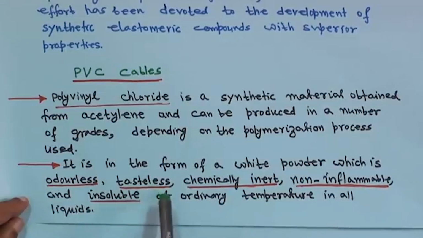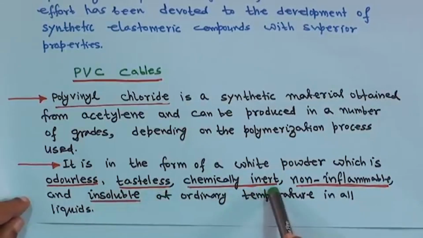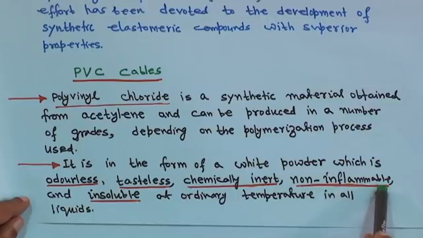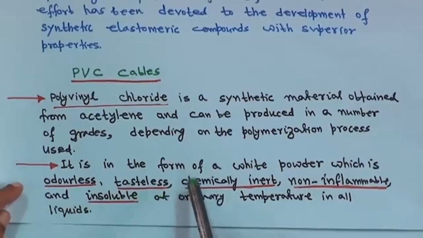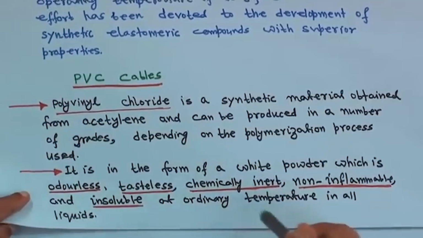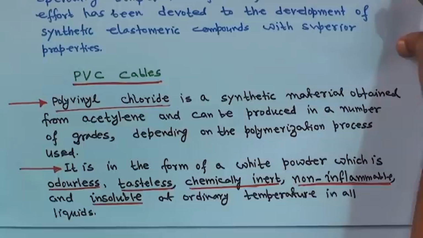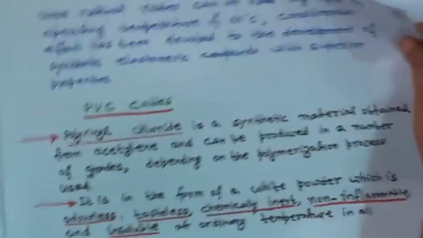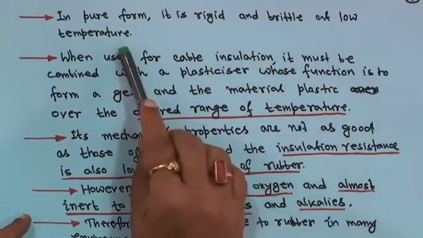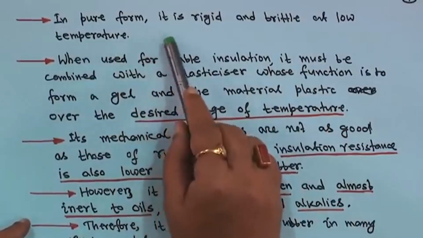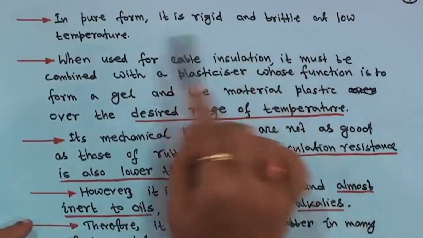This is the major advantage: it is chemically inert, non-inflammable and insoluble at ordinary temperature in all liquids. This is actually the main advantage of this one, right. So, this is the PVC cable diagram; the construction I will cover later. Then, in pure form it is rigid and brittle at low temperature.